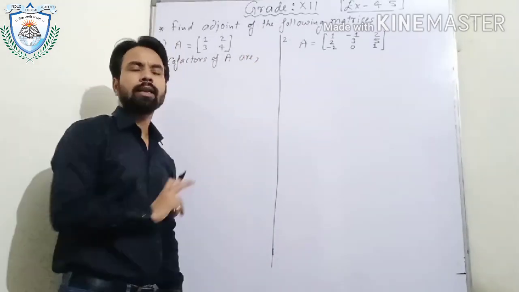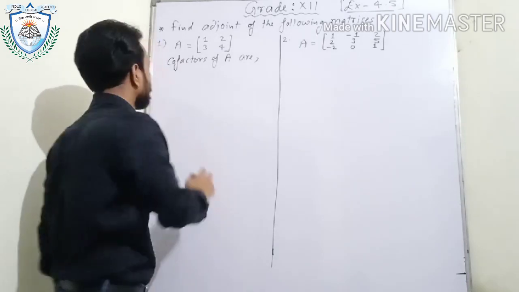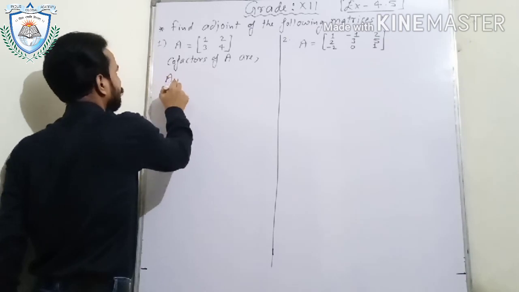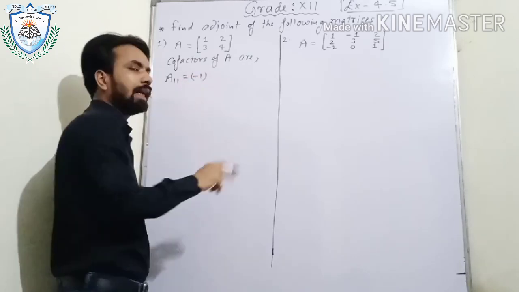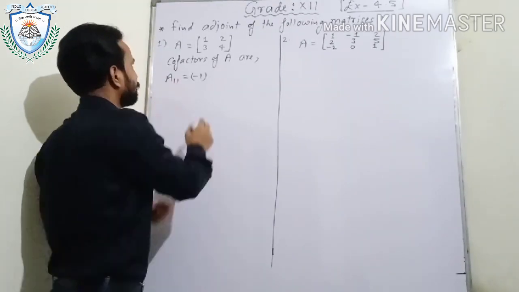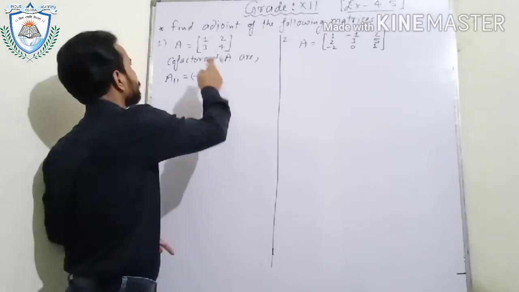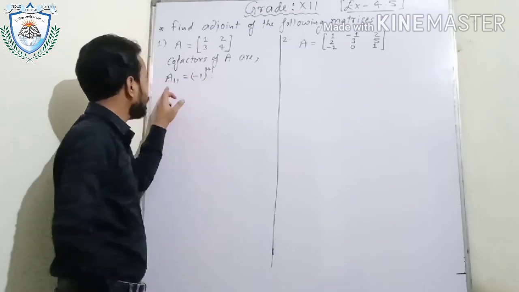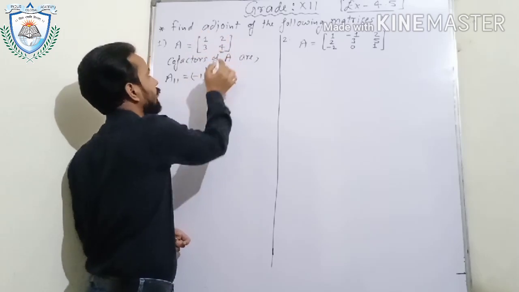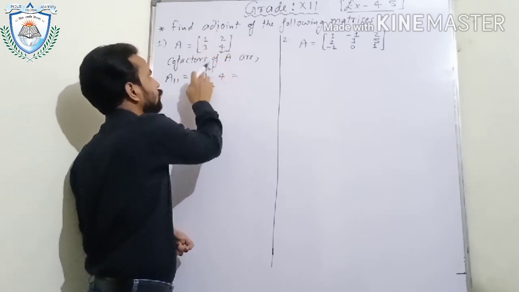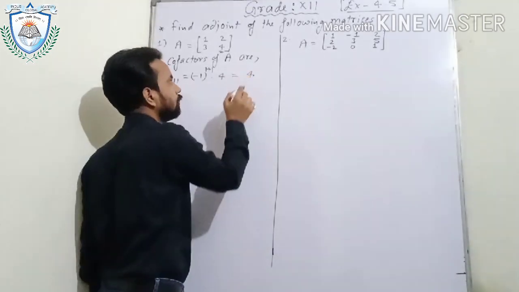The very first cofactor will be A11. You know very well cofactors are denoted by capital A. The A11 formula is minus 1 to the power i plus j, where i is 1 and j is 1. So minus 1 to the power 1 plus 1, into the element left after we hide the first row and first column. That element is 4. Minus 1 to the power 2 is positive 1, so positive 1 into 4 gives 4.